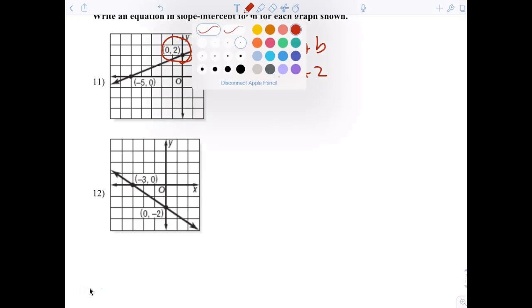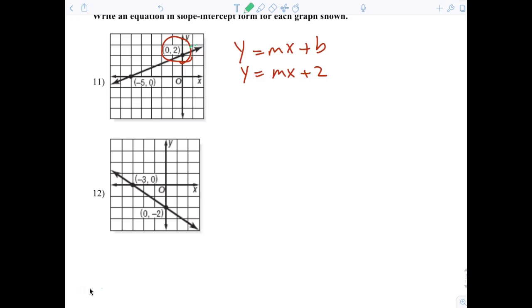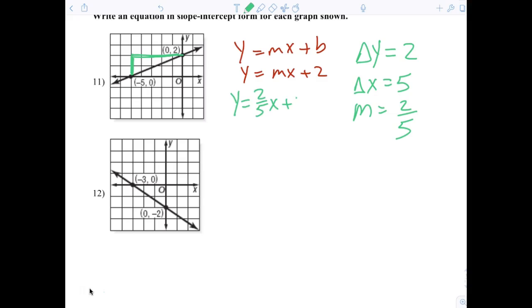All right. Now what we want to do is find the slope. What you're going to do to find the slope is your rise over run. Rise and run. That's what we're looking at. What is delta y? 2. What is delta x? 5. So your slope is 2 over 5. Any questions or concerns on that? All right, now write the equation. Y equals 2/5 x plus 2.